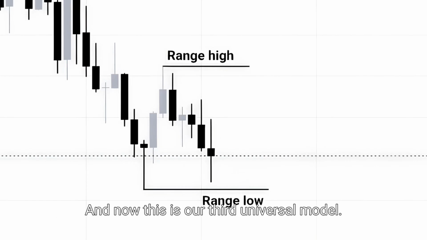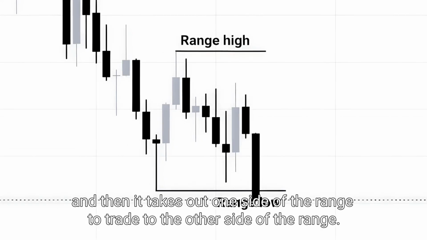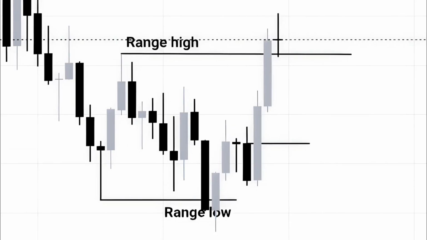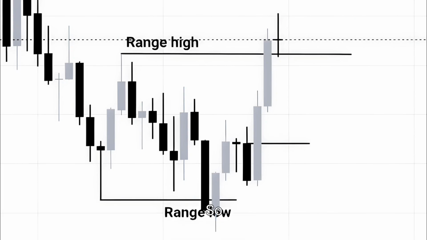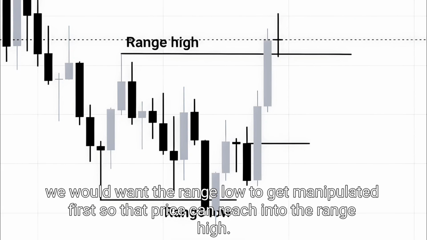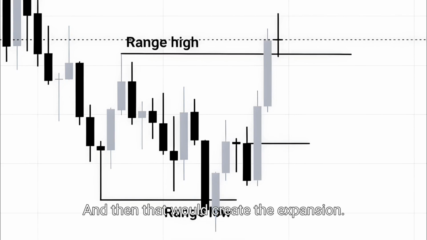And now this is our third universal model. It is simply when price forms a range and then it takes out one side of the range to trade to the other side of the range. So we always want to be trading in sync with a higher time frame universal model, right? So in a bullish expansion, we would want the range low to get manipulated first so that price can reach into the range high, and then that would create the expansion.